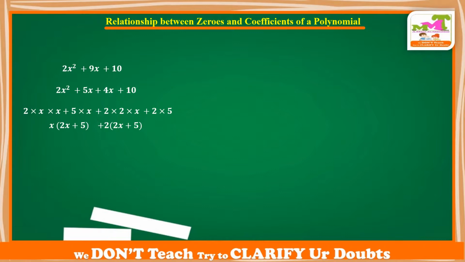Coming to the next, 2x plus 5 is after the plus sign and before the plus sign. We have 2x plus 5 in common. So we write 2x plus 5, and what is left? If this has been taken out, what is left is x and 2. So we write it over here, x plus 2. Now 2x plus 5, and here x plus 2. We call these two factors of the polynomial. These two are known as factors of the polynomial 2x square plus 9x plus 10.